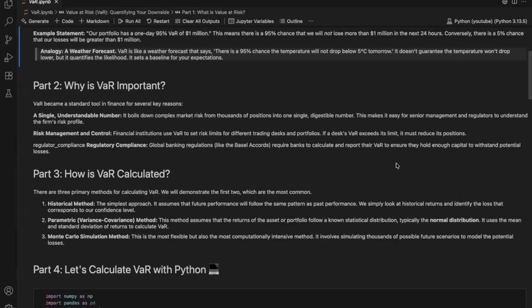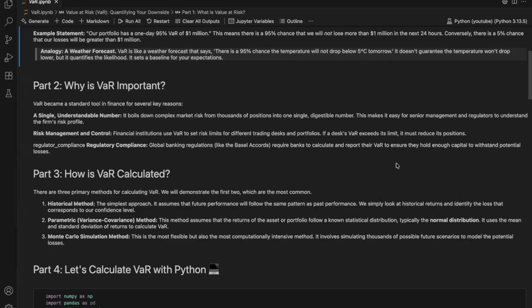VaR became a staple in finance for some very good reasons. First, it provides a single digestible number. Imagine trying to explain the risk of a portfolio with thousands of different assets. VaR boils all the complexity down into one easy to understand figure for CEOs, board members, or regulators.